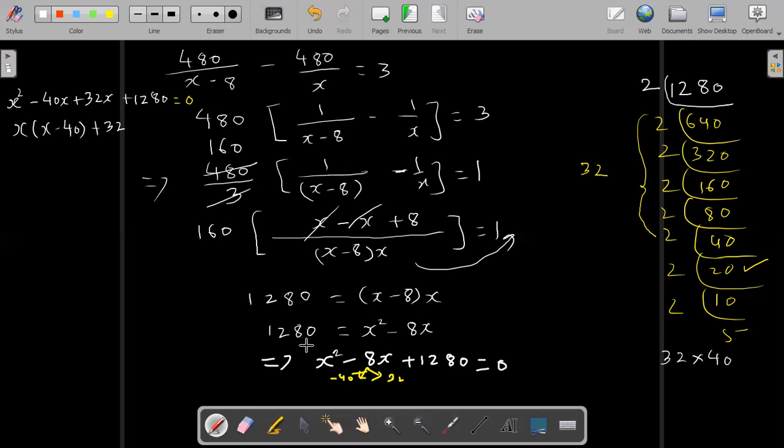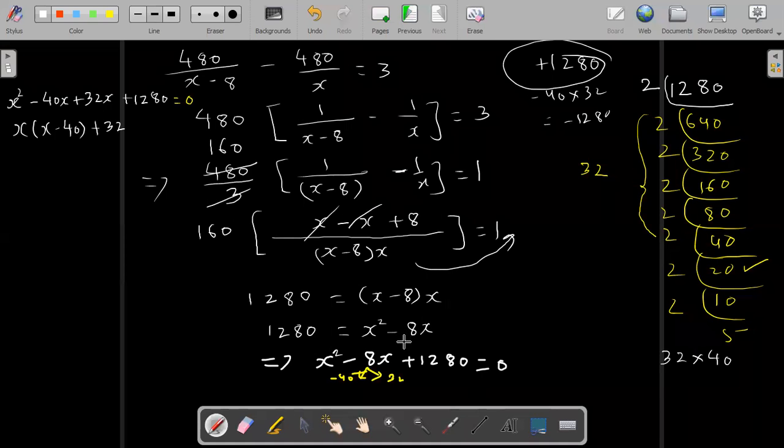No, no, this is not the factor. Why? Because 1280 should be in plus. When you are multiplying minus 40 into 32, you are getting negative, minus 1280, but it is positive. So both should be positive. So this is not the correct one.